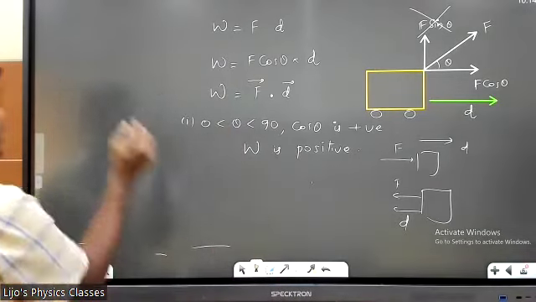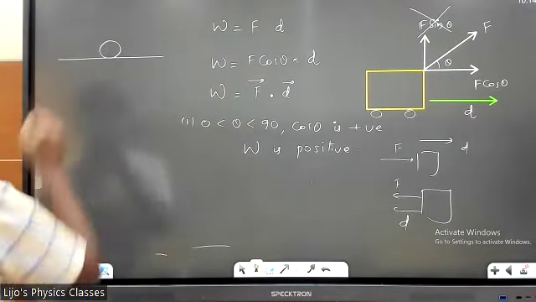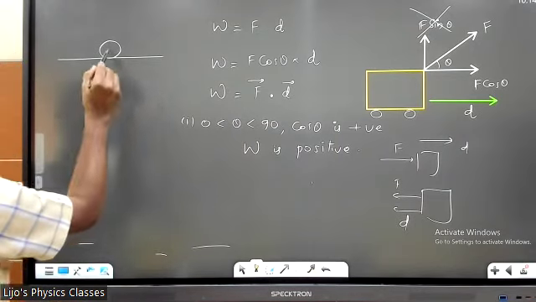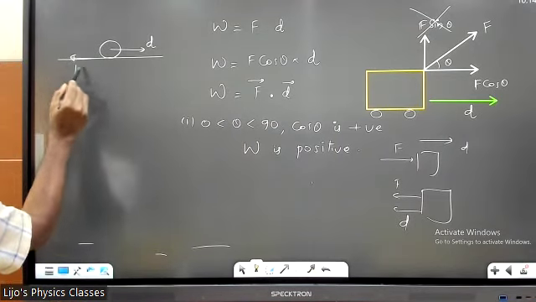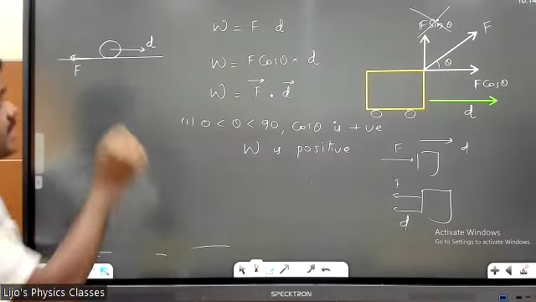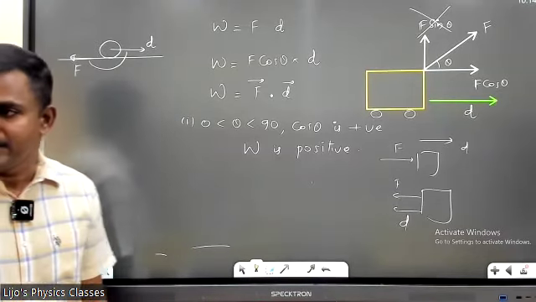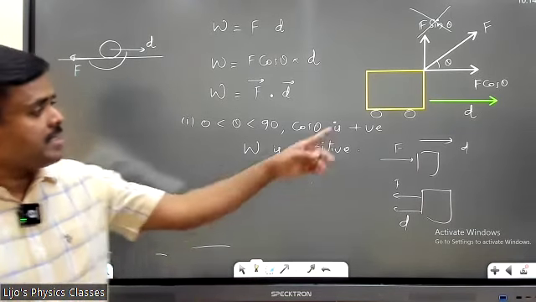Okay, let us take another scenario. Imagine a ball is rolling. The ball rolls on the ground, right? And friction acts opposite to it, right? Correct. What is the angle between them? 180 degrees, right? Cos 180 is negative, right?